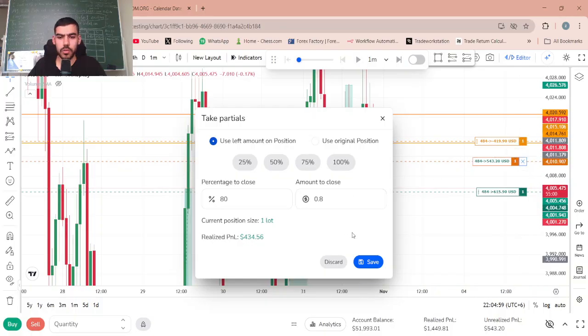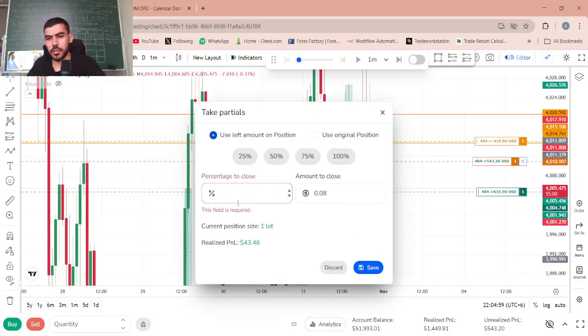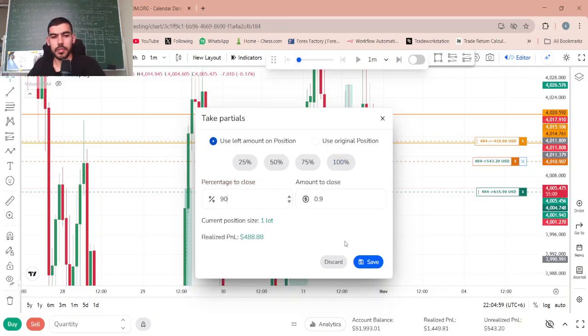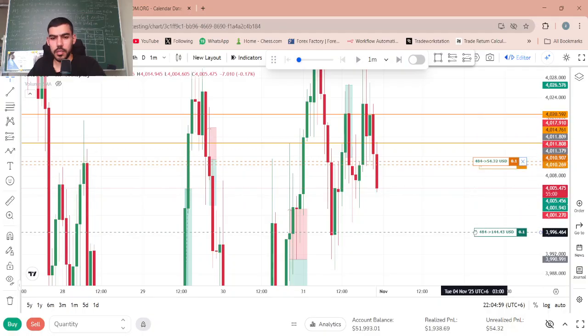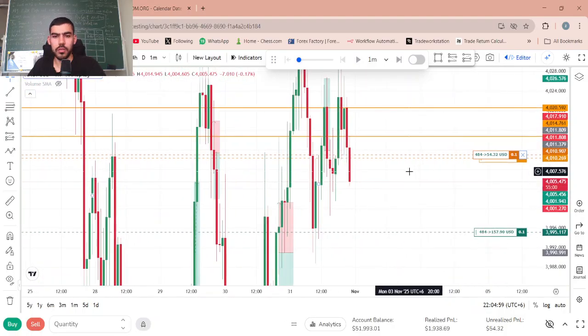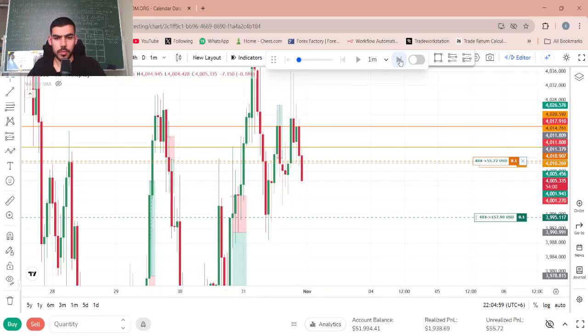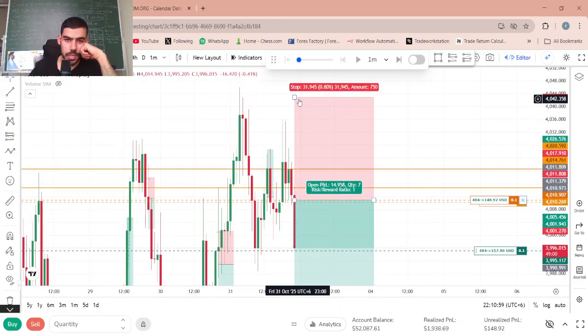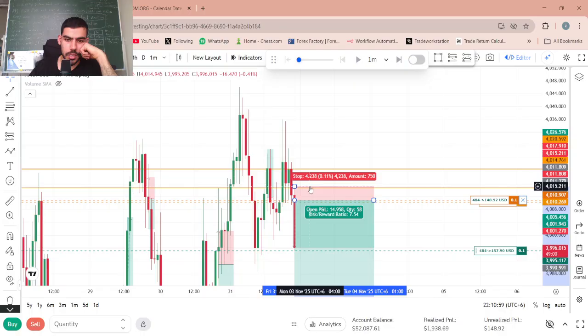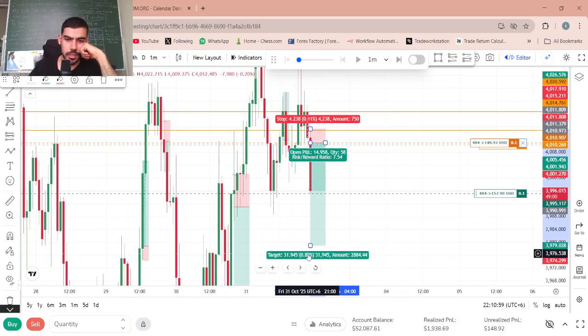So I'm going to close maybe 90%, save, stop loss at break even, and let the rest run because it looks promising now. It looks promising. Okay, it's running a little bit. Wow, would you guys look at that? Full TP hit. Simple, clean, following our plan, following our strategy, risk management. Look at that, man. What a nice and clear setup.